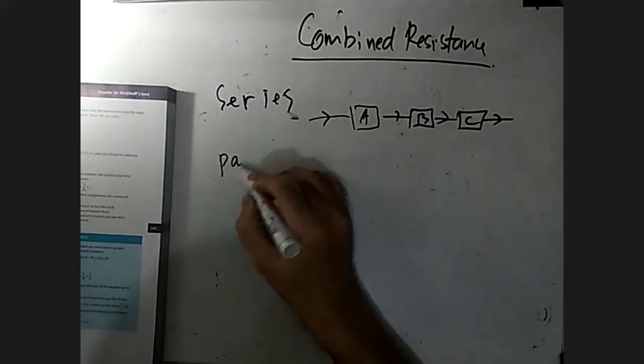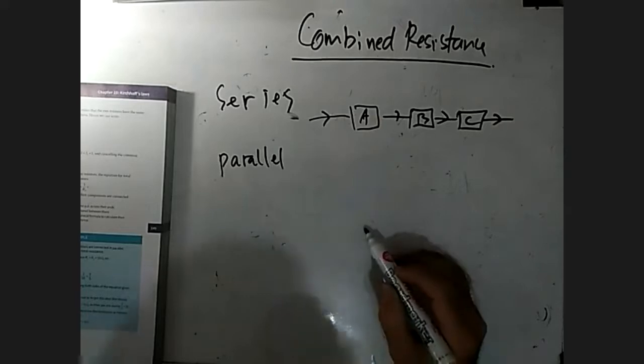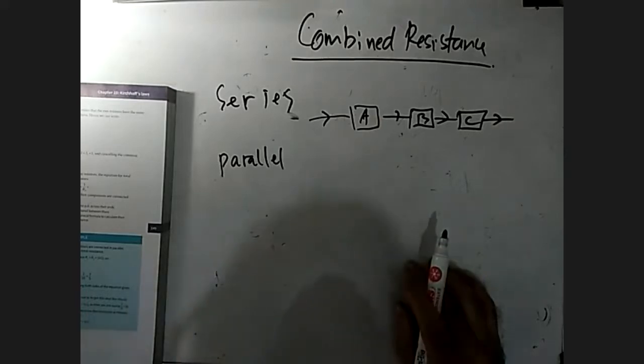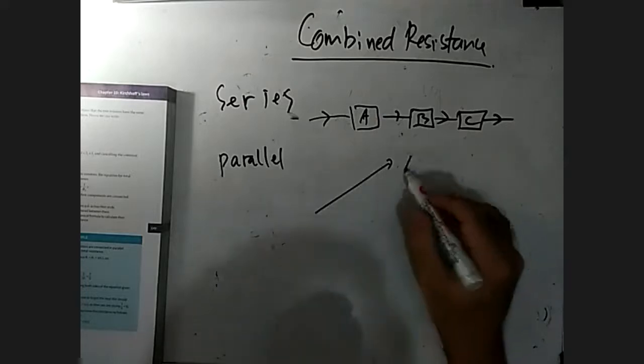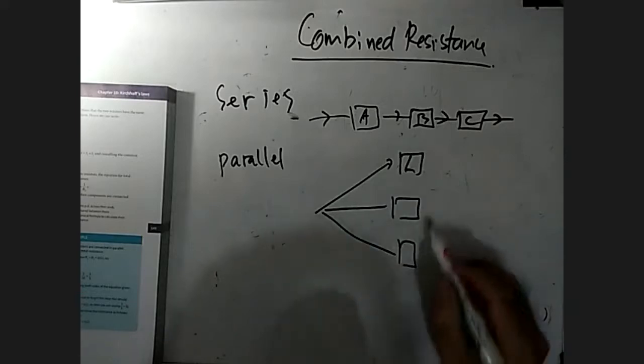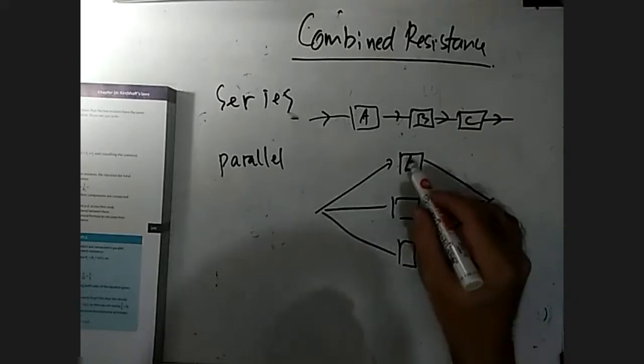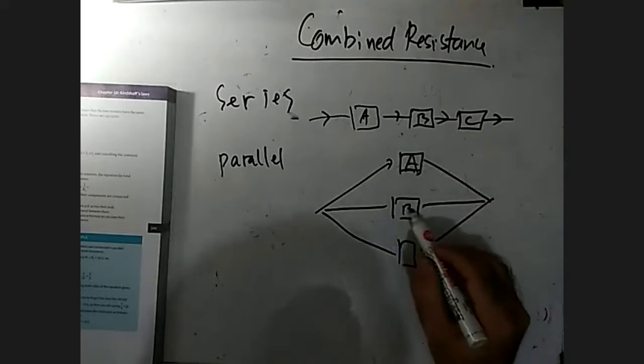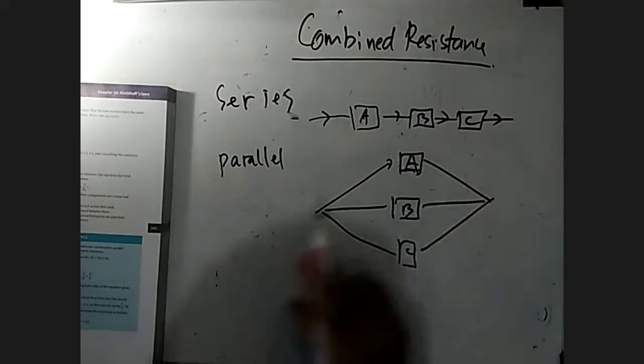The other one is the parallel condition. In the parallel condition, the current must choose between A or B or C or more. So let's say this is A, this is B, and this is C. This is the parallel condition.